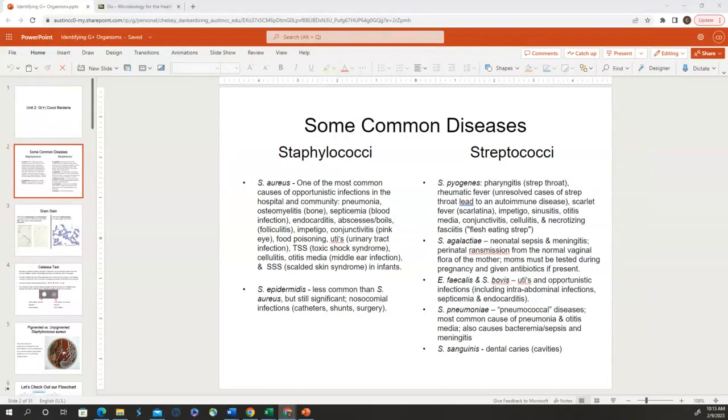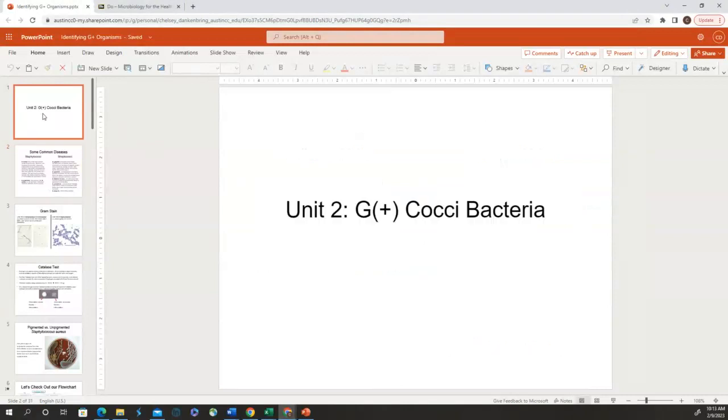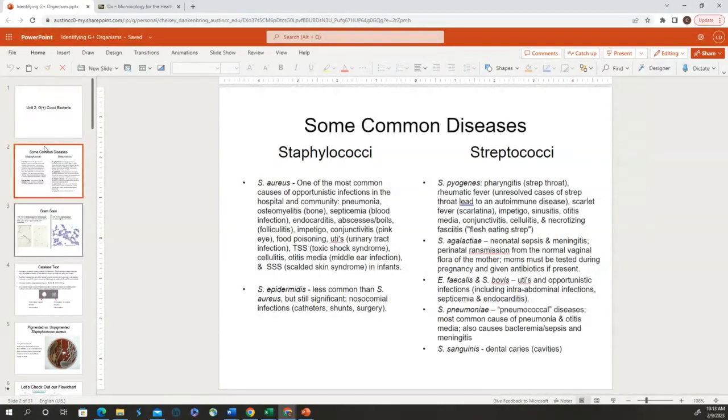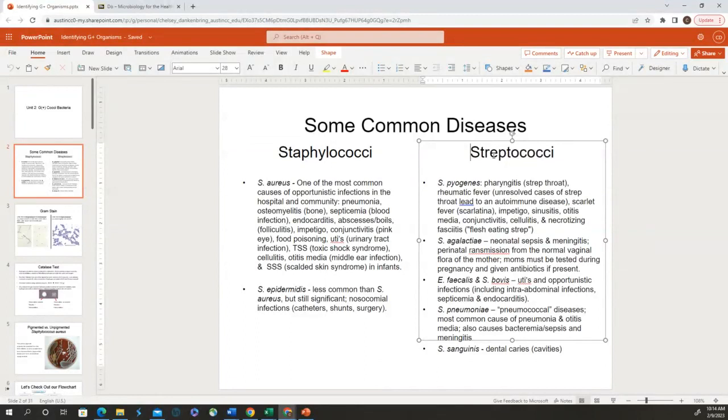But to kick things off, remember we are talking about Lab Unit 2, and in this unit, we are talking about ways to identify gram-positive cocci bacteria. And as you see here on the second slide of this lab PowerPoint, there are two groups of gram-positive cocci organisms that we're focusing on. One of those groups is the Staphylococci. The other group is the Streptococci. Notice when we're writing the name of a group, we do not italicize or underline, okay?